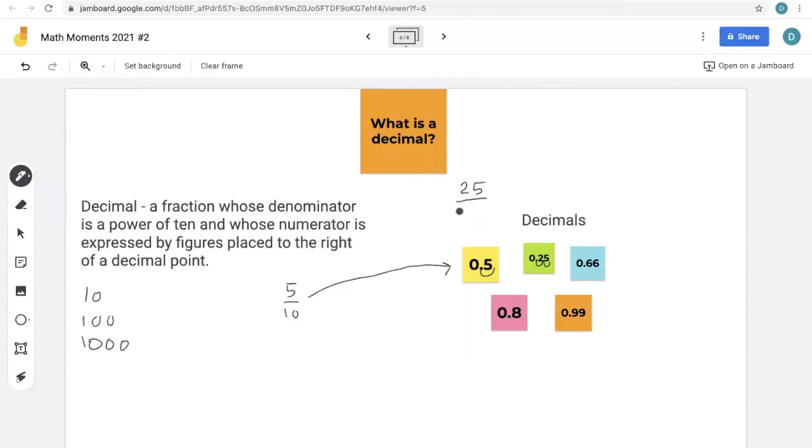And that gets us 100 at the bottom here. So 25 100ths. So we can see that these are equivalent. And that's kind of what this definition is saying as far as the fraction in relation to the decimal.